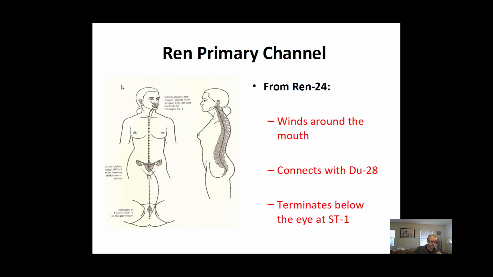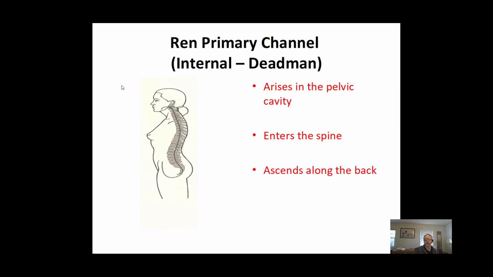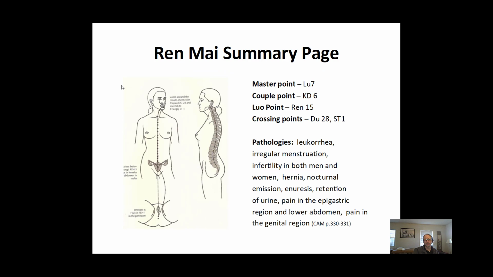Okay, so at this point, you want to add the Ren channel to your little chart that you've been making to tell us which channels actually go to the eye. There is quite a few. The internal pathway, still talking about the primary, according to Deadman, arises in the pelvic cavity, enters the spine, and ascends along the back. Summary page, as I've already mentioned, the master point, lung 7, couple point, kidney 6.